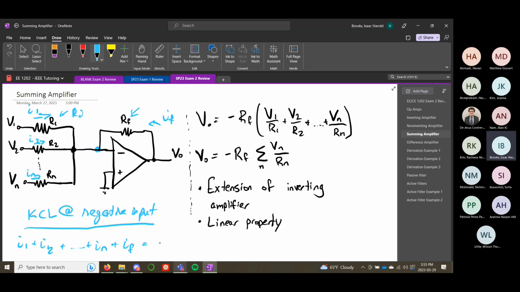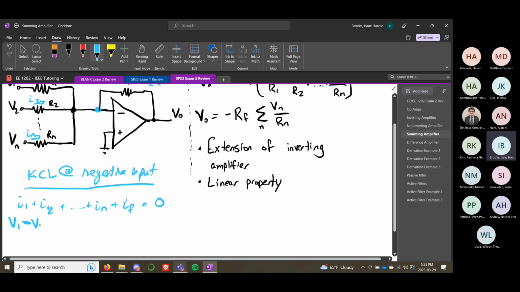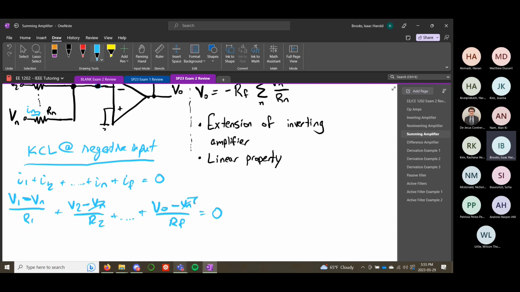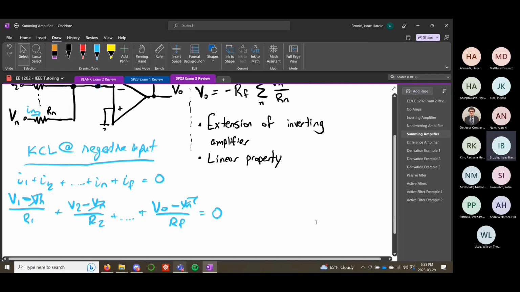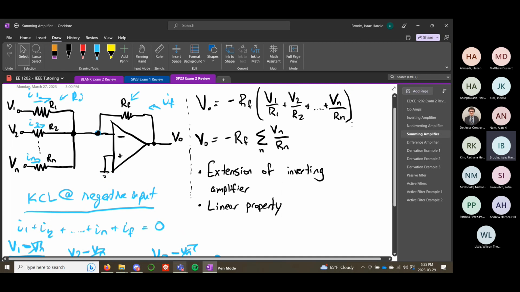plus IF equals 0. When you express these in terms of voltages, I1 would be V1 minus V negative over R1, V2 minus V negative over R2, and then plus V out minus V negative over Rf. So it's the same derivation, just with all of the input voltages, and of course these would all be 0, and you'd arrive at your gain equation. Nothing you haven't seen before.